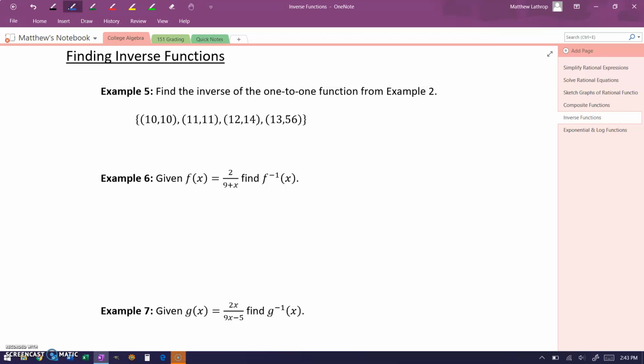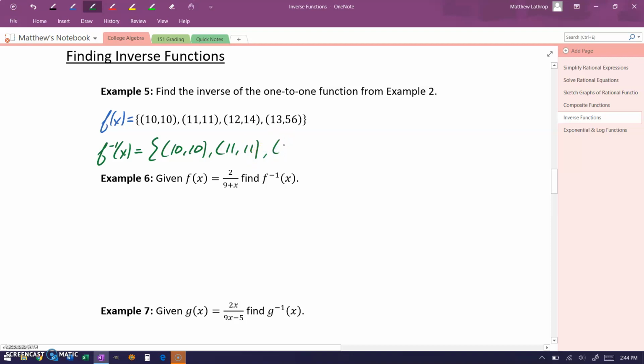In the previous example, we saw that we can construct the inverse for a one-to-one function by simply flipping the x and y coordinates. That means in example 5, if we're given a function, f of x, defined by this relation, then the inverse of f would be constructed by simply flipping those pairs. (10, 10) and (11, 11) would look exactly the same, but then we would flip the point (12, 14) to be (14, 12), and then (56, 13). If we have a one-to-one function, that's all we need to do in order to find that inverse function.